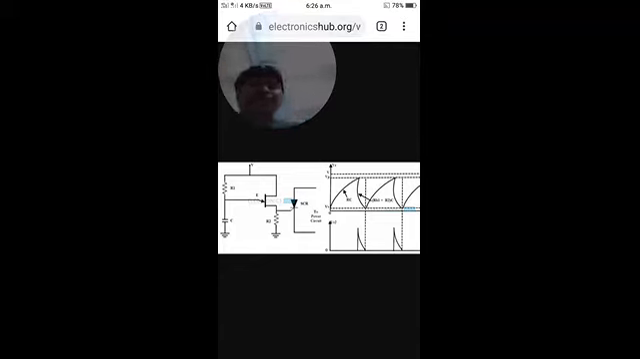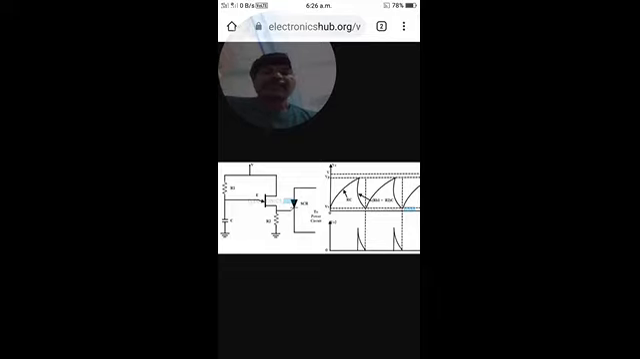So students, here in this class we are going to study the SCR triggering circuit using UJT. It is the most effective way of triggering the SCR with the help of UJT.